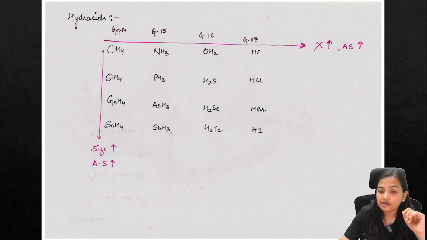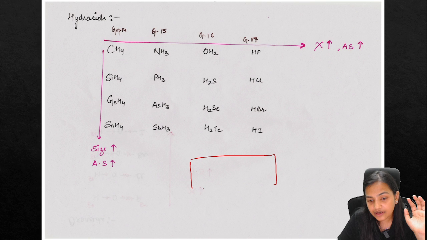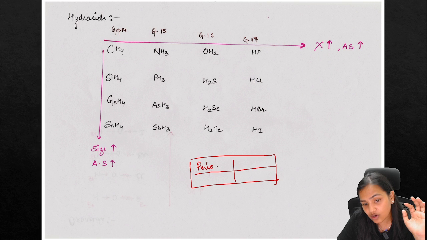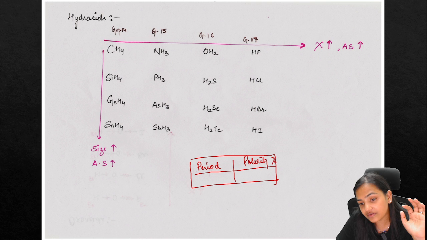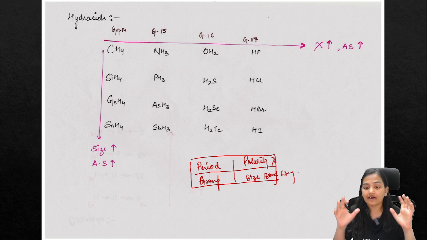Okay, so we can conclude that if you are talking along a period, there will be polarity. Polarity means electronegativity difference. Okay, but along a group, the size factor or the bond strength. So these are the things that we have to focus on.